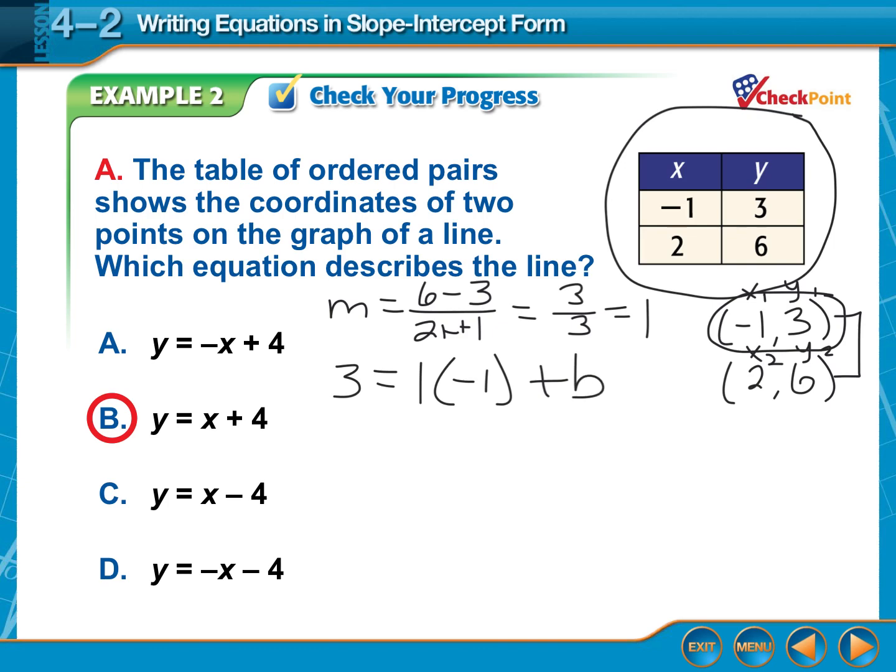So now we just need to solve for B. So we have 3 equals 1 times -1, -1 plus B. What's my last step to get B by itself? Add 1. So we have 4 equals B.